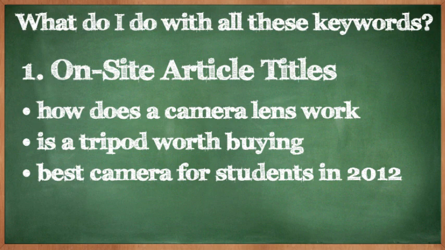in and of themselves. We can see here, how does a camera lens work? Phrases like that you might just consider using as an article title verbatim. If the keyword addresses a question that you think your readers can get value from, then you might just want to use it how it is. So keywords like that are easy.